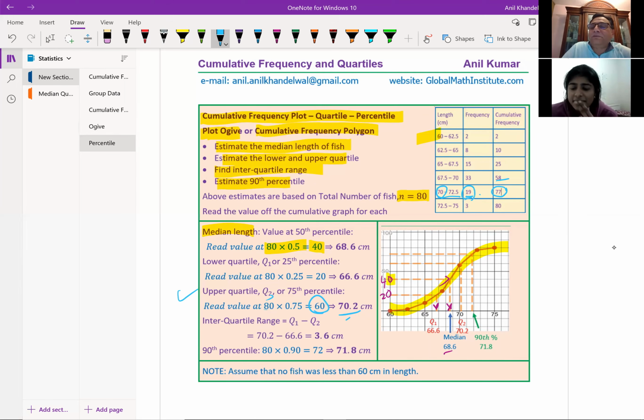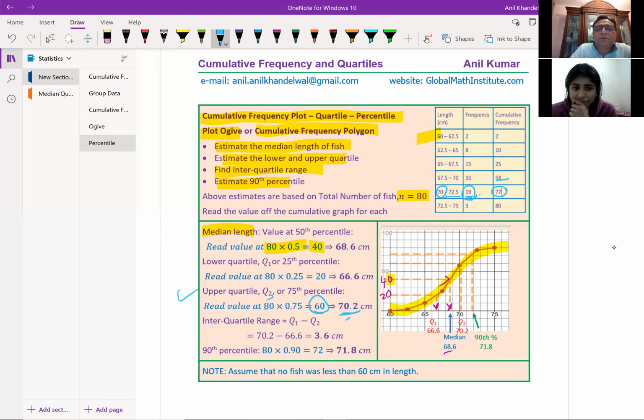There are 20 elements. I can distribute them now linearly between 70 and 72.5, and this is very close to 70. So my estimate is 70.2. Do you see how? Because of my linear distribution.